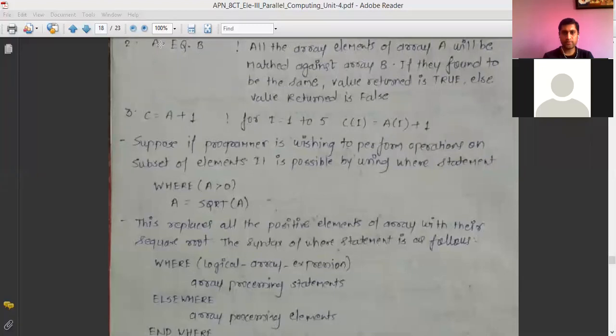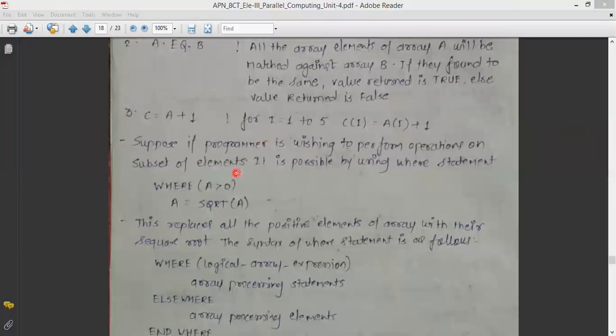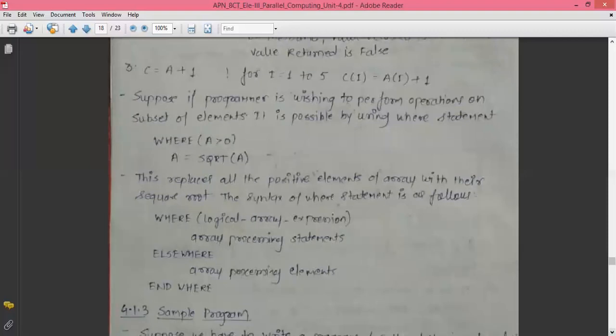Let me take a spotlight. Okay, so this is what we're talking about: this is why Fortran 90 is considered a powerful programming language.